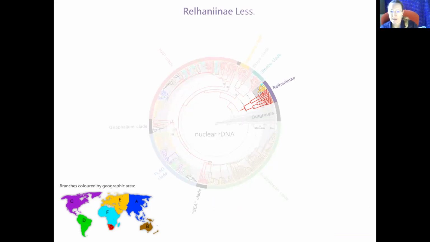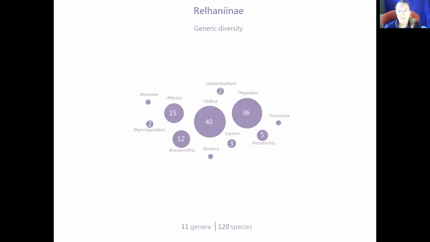And the first one is the subtribe Relhaniinae. And you can see that it originated in Southern Africa, and most of the variation is still in Southern Africa, except for the genus Phagnalon, which has diversified in the greater Mediterranean area. So the area of these circles are proportional to the number of species in each genus. And these small circles with no numbers in them have only got one species. So these are monotypic genera. And the Relhaniinae has got about 120 species in 11 genera.